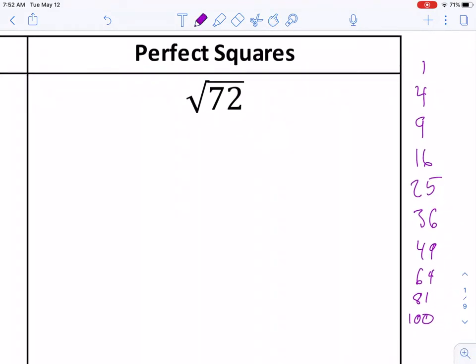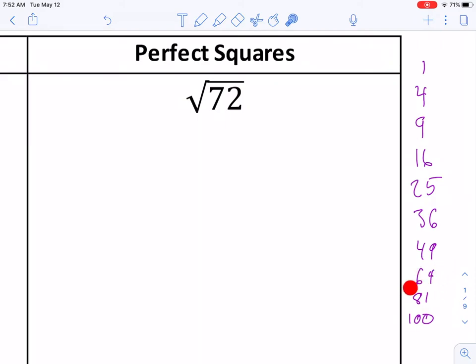Essentially what we're doing is we're saying, is there a perfect square inside of 72? What's the largest perfect square inside of 72? It wouldn't make sense to use 100 or 81 because those are bigger. So 72 divided by 64, would that work? And the answer is no.